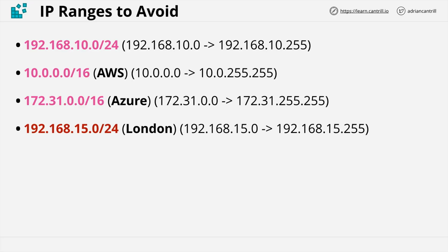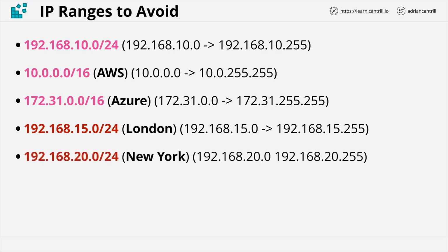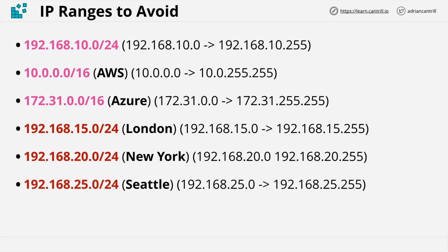192.168.15.0/24 is used by the London office. 192.168.20.0/24 is used by the New York office, and 192.168.25.0/24 is used by the Seattle office. We've also received some disturbing news.